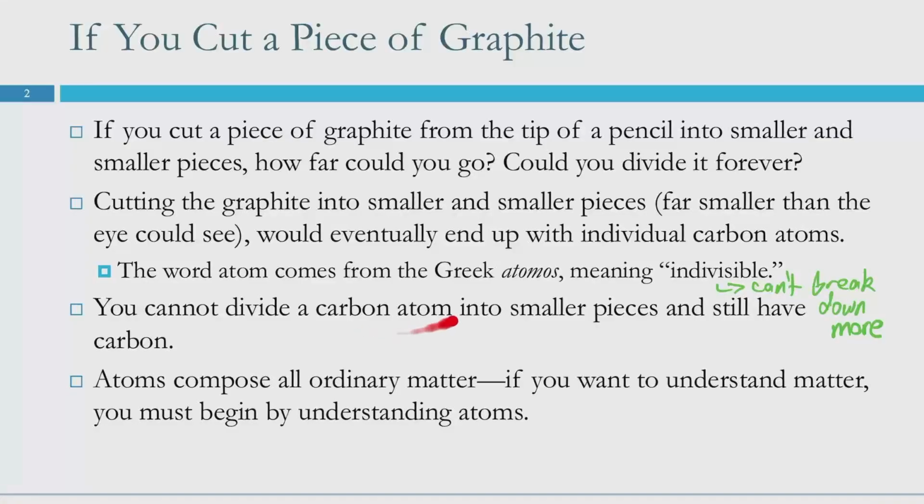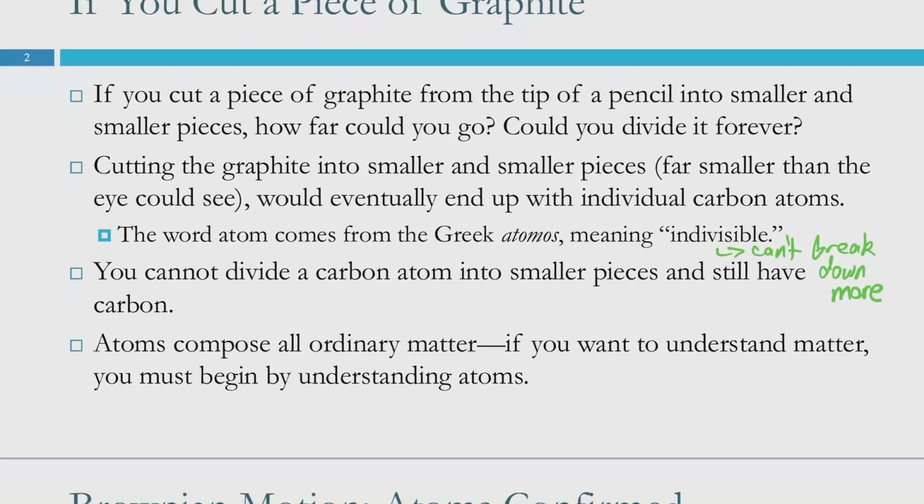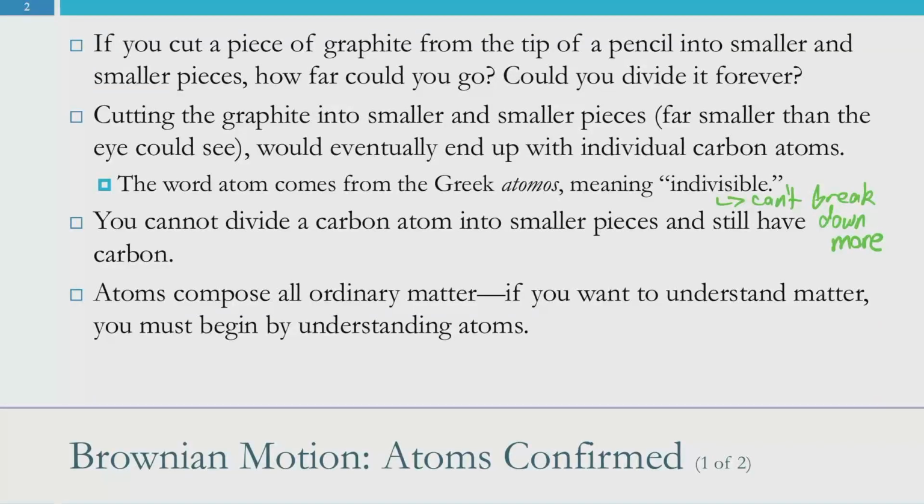So once we get down to an individual carbon atom, if we were to divide it, cut it up into smaller pieces, it would no longer be a carbon atom. All of the ordinary matter, everything that we encounter in our daily lives, is composed of atoms. It's composed of these little individual building blocks of different elements on our periodic table. And so if we can understand how those atoms behave, that can give us some insight into the way that matter behaves as well.